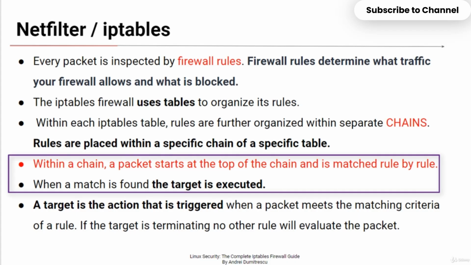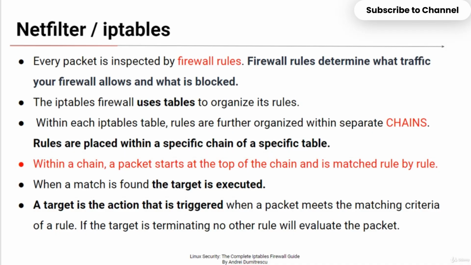Within a chain, a packet starts at the top of the chain and is matched or evaluated rule by rule. When a match is found, the target of the rule is executed. The target is the action that is triggered when a packet meets the matching criteria of a rule. Examples of targets are DROP or ACCEPT. If the target is a terminating one, like for example DROP, no other rule will evaluate the packet.